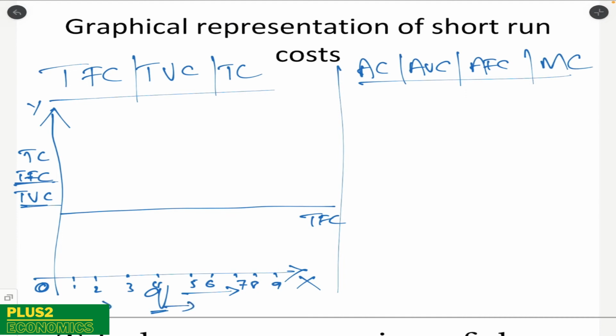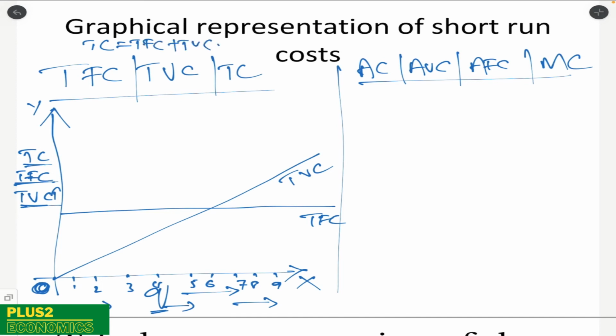What happens with TVC is, as the production increases, as the output increases, TVC also increases. It is a positively sloping curve. If the output is 0, TVC will also be 0. So TVC originates from the origin and it goes up like this. So this is our TVC, total variable cost. Now we know TC is equal to TFC plus TVC. So it is a summation of these two lines.